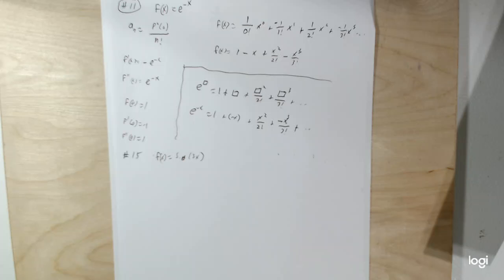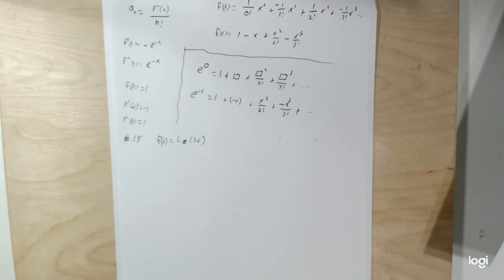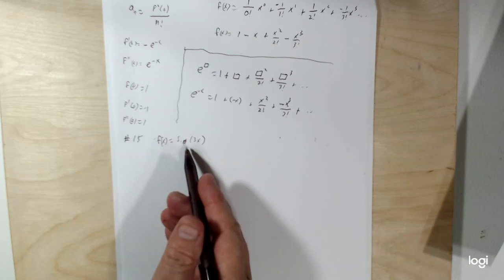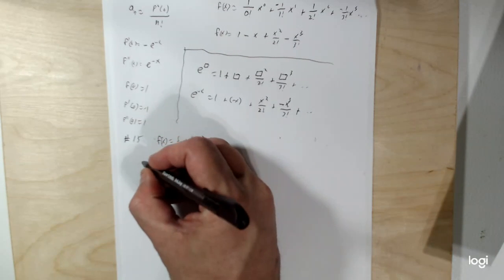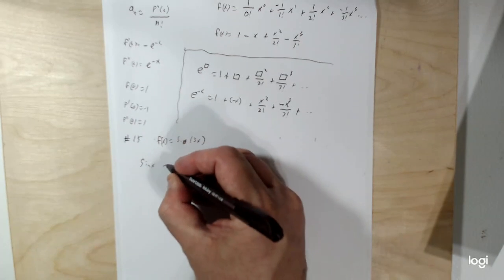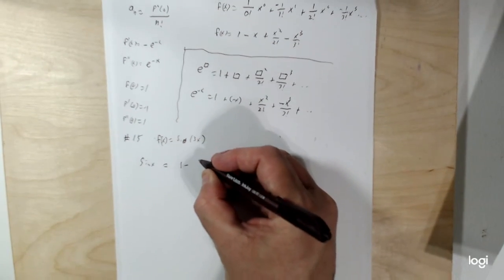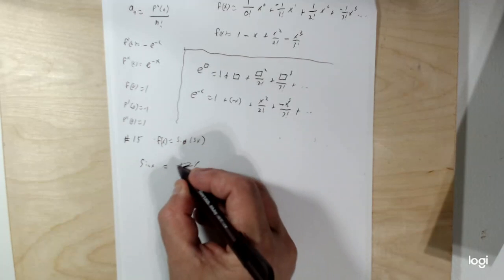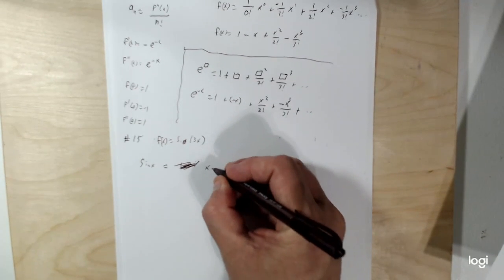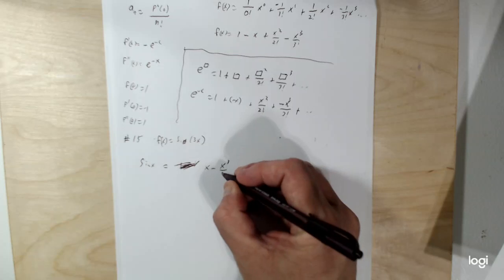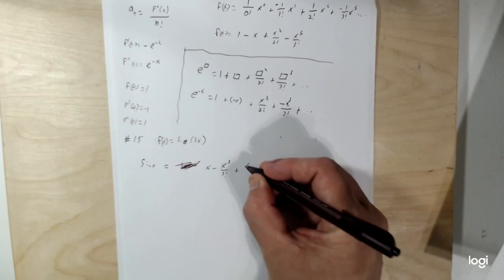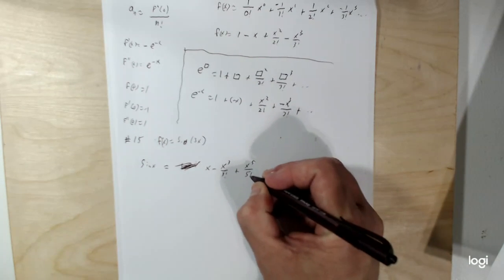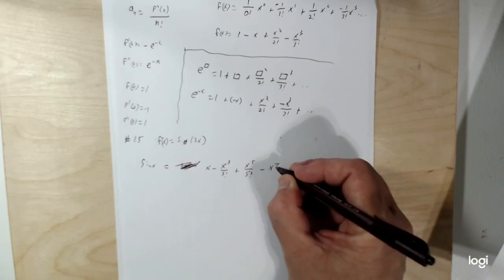Let's practice that with the next example, which is actually number 15 from the homework. So a lot of your homework can be done this way, virtually all of it. I think there's one where you have to go back to the definition. So we know the sine function. We know sine of x is x minus x cubed over 3 factorial plus x to the 5th over 5 factorial minus x to the 7th over 7 factorial, and so on.